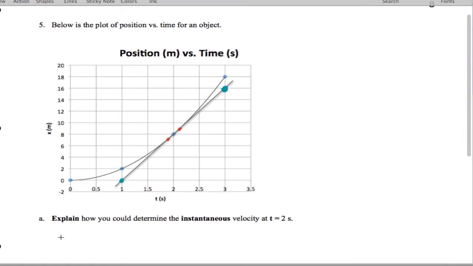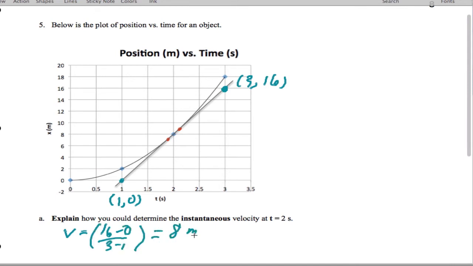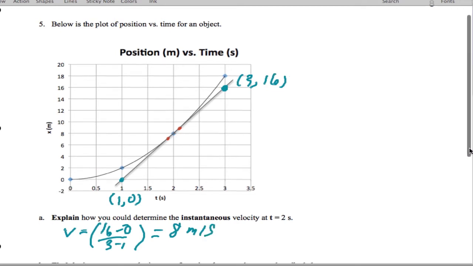So to get the slope at 2 seconds using this line, it looks like I've got this point which is 3, 16, and I have this point which is here. I'm just looking at this graph. It looks like the point is 1, 0. And I'm just going to use that. So V is going to end up being 16 minus 0 over 3 minus 1. And I'm getting 8 meters per second. That's how you basically do that problem.